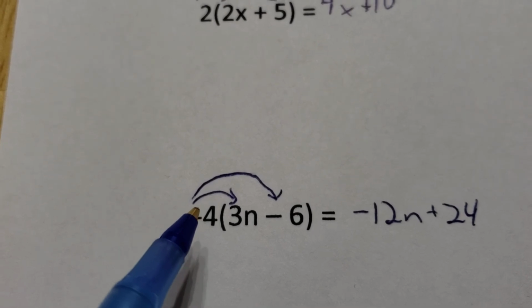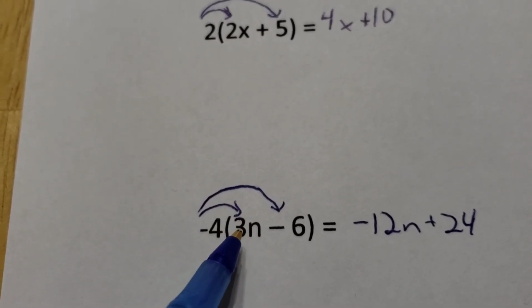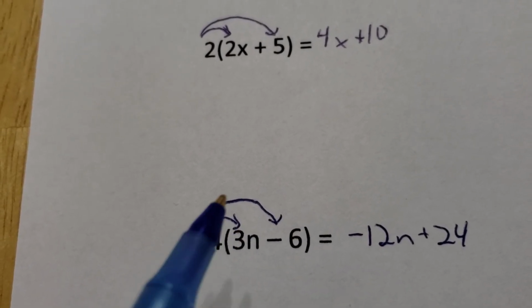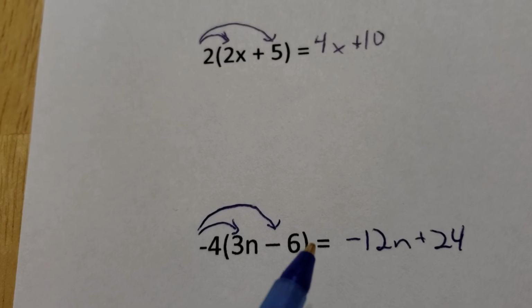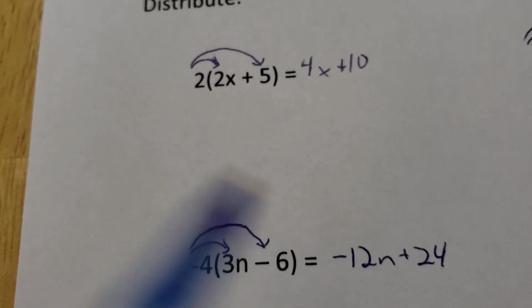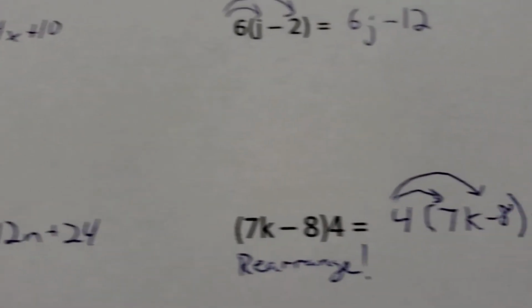A negative 4 times a positive 3n. Negative times positive gives me a negative answer, so negative 12n. And a negative 4 times, and we're treating this like a negative 6. Negative times a negative is positive. 4 times 6 is 24, so it's negative 12n plus 24 here.